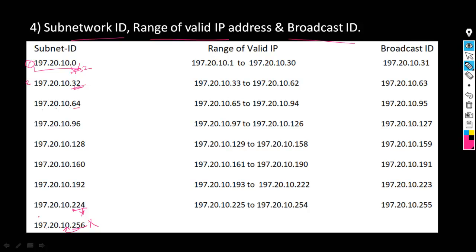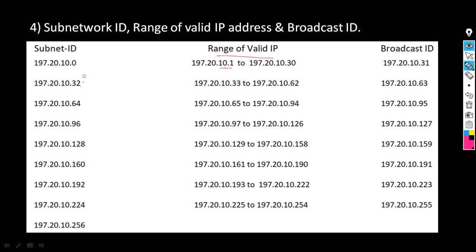So we have got 8 subnetworks. 1, 2, 3, 4, 5, 6, 7 and 8. So these are the 8 subnetworks. Now we will calculate the range of valid IPs. Since we are using this network 197.20.10.0, our next IP will be 197.20.10.1.